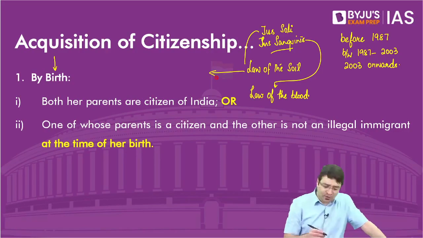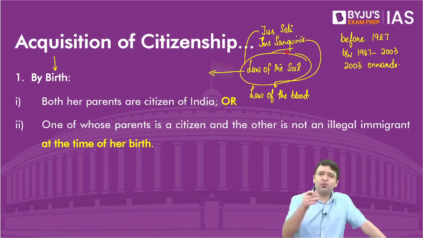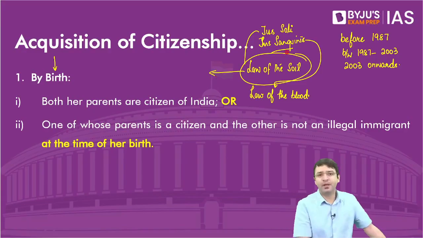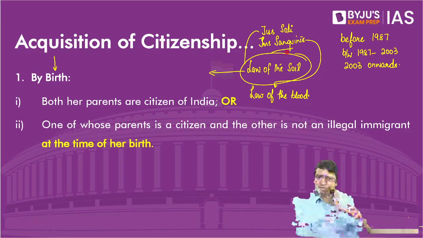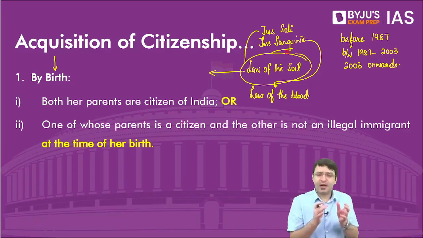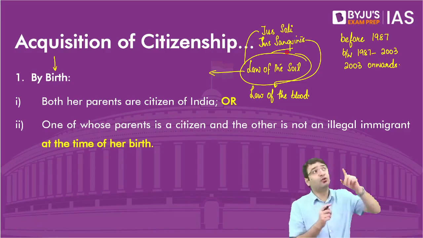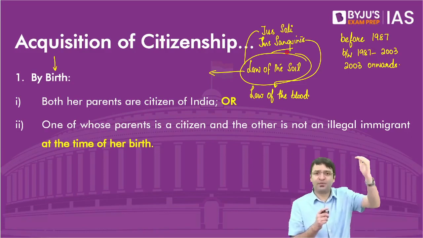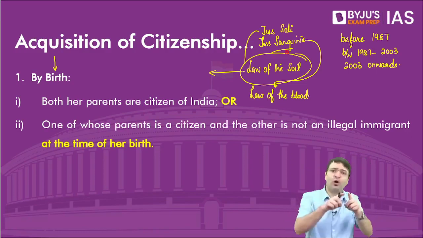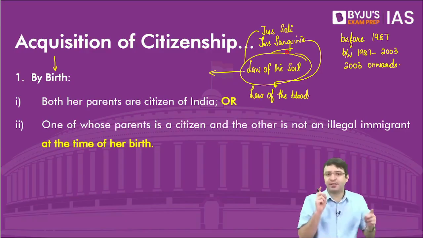Because what do they follow? They follow law of the soil. Whoever is born on the soil of United States is the citizen of the United States. And soil also means the territory of United States. Territory of United States includes the air above the United States territory. The airspace is also part of the territory of United States.